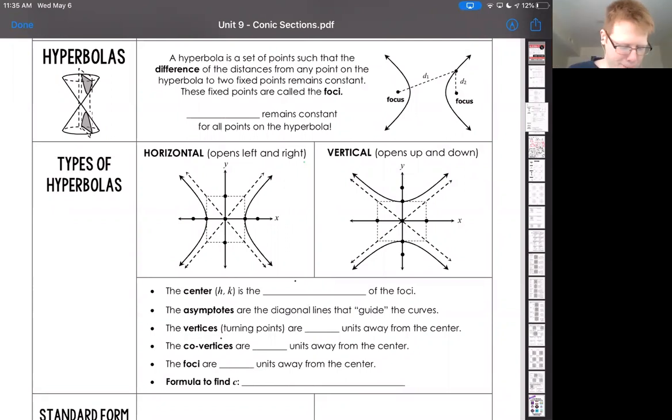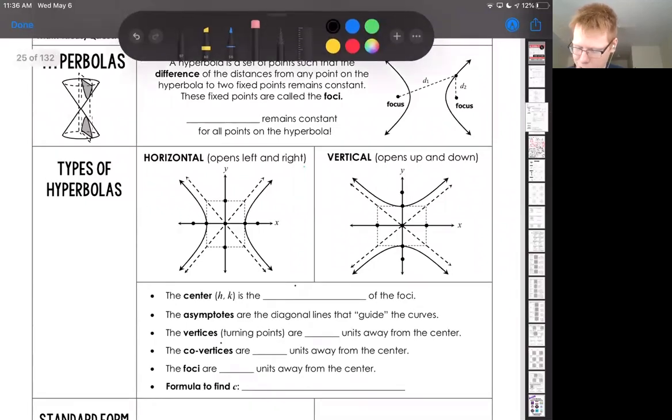We're going to be looking at hyperbolas this week, our last conic section. We've seen hyperbolas before, where we have the two branches. A hyperbola is a set of points such that the difference of the distances from any point on the hyperbola to two fixed points remains constant. These fixed points are called the foci, or our focus points. That's just the definition of a hyperbola in terms of a conic section.